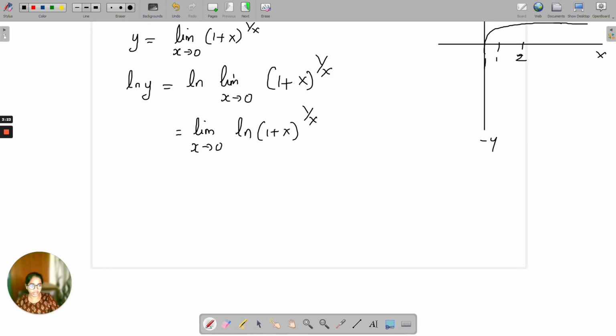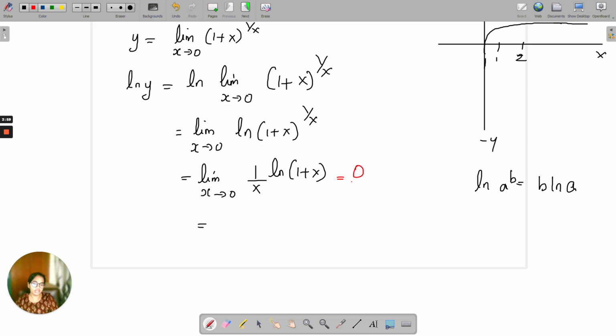Now I have ln a to the power b. Can I write it as b ln a? Yes, so I would get limit x tending to 0, 1 divided by x into ln (1 plus x). What next? If I apply the limits, I would get ln 1, which is 0, divided by 0. It is an indeterminate form. So let me use L'Hospital's rule.